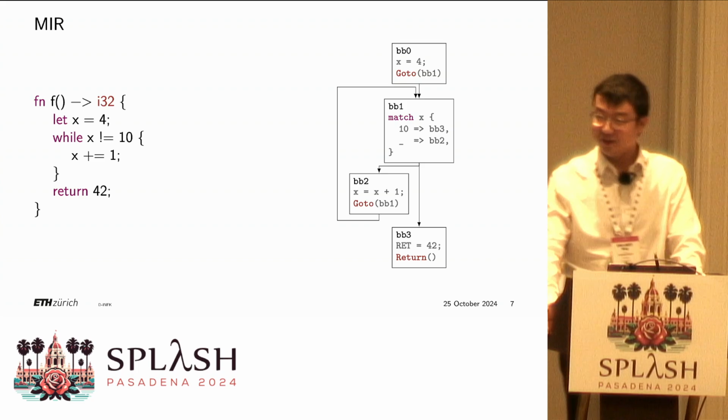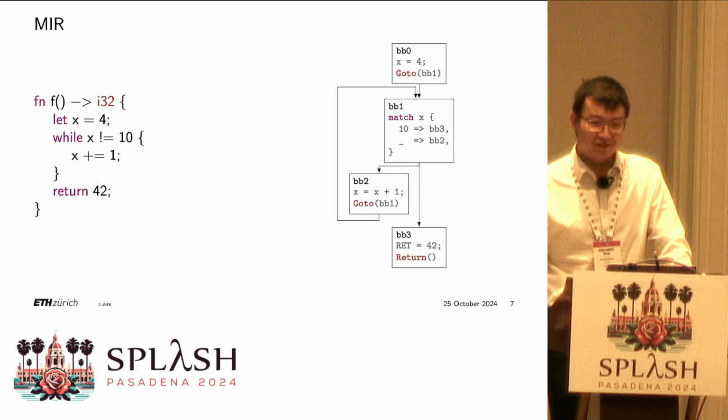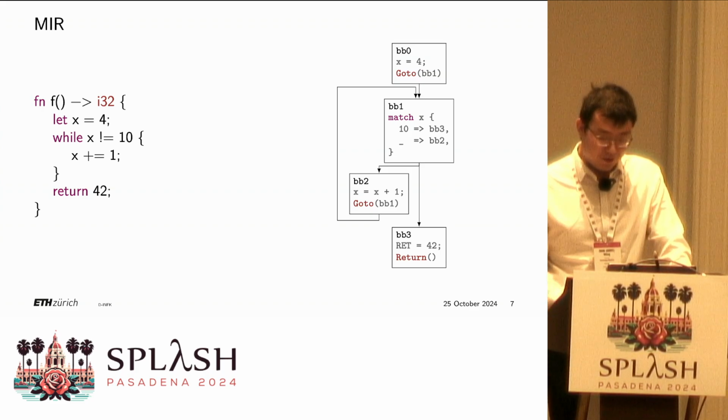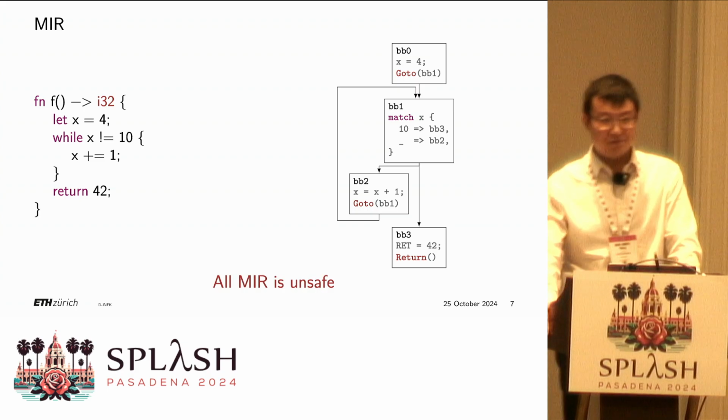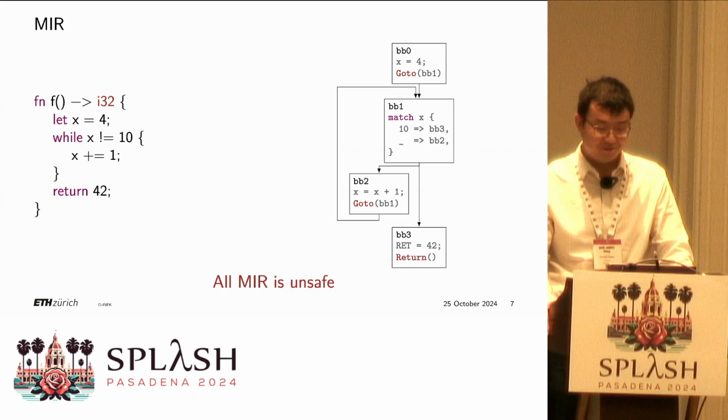One characteristic of MIR is that because this is a stage after all the checks in the compiler, all code is unsafe. That means none of Rust's normal safeguards apply. There are no borrow checks, no bounds checks, no lifetimes.